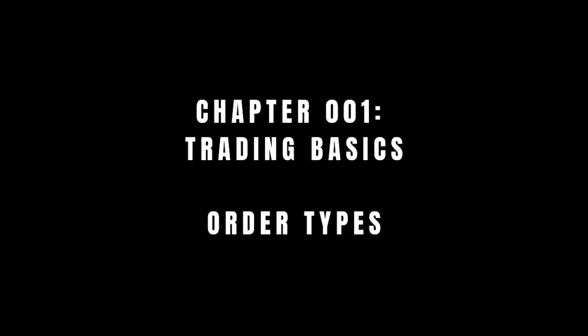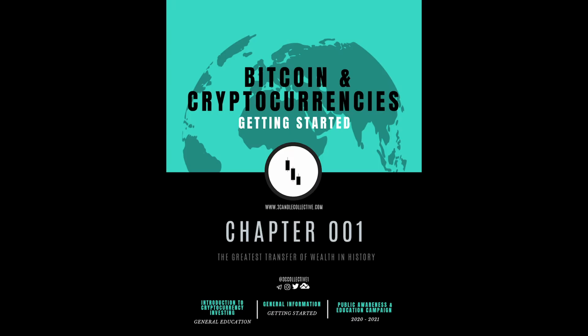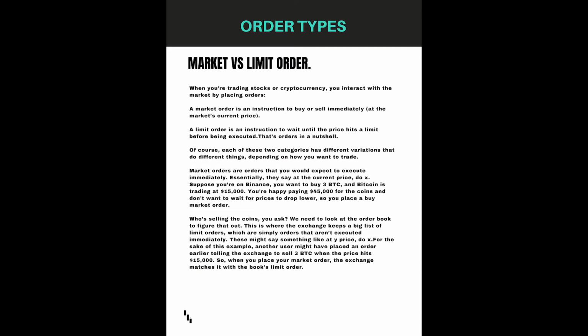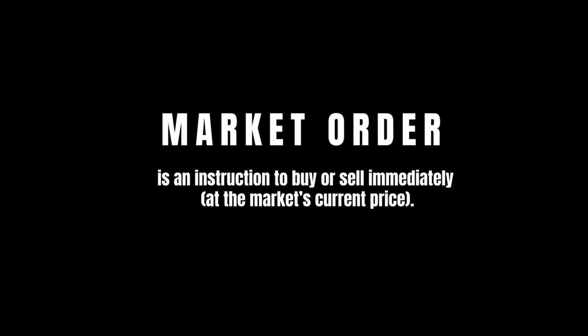All right, welcome to video number 5. In this lesson, we're going to talk about the different order types. Just to preface all of this, a market order is an instruction to buy or sell immediately at the current market's price. A limit order is an instruction to wait until the price hits a limit before being executed.